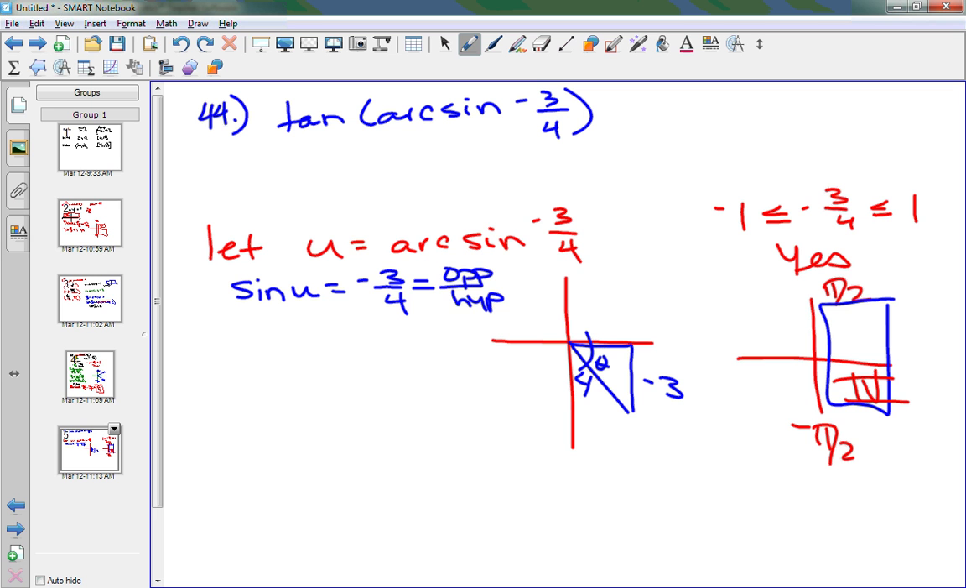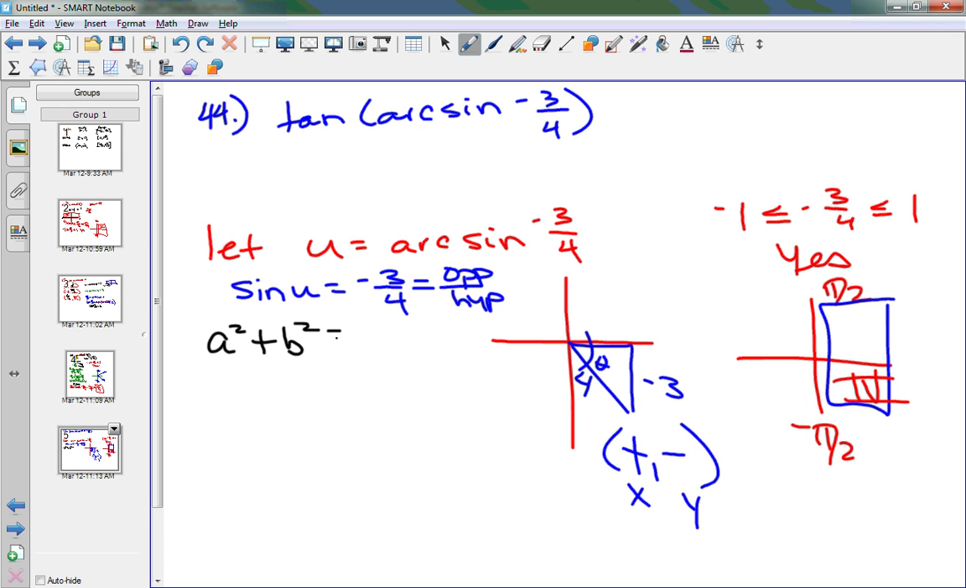I have to still go with that concept of my positive and negative. That means my x is positive, my y is negative. Do we all understand that? Okay, so now what do I need to find here? I need to find my last side. So how do I find my last side?